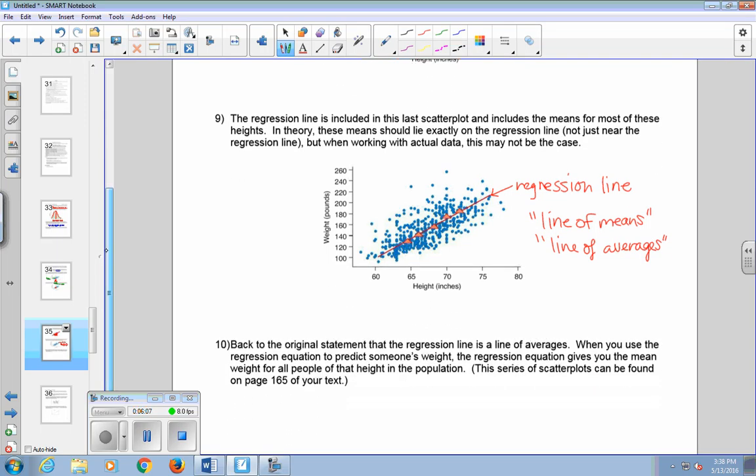All right, so number 10, back to the original statement that the regression line is a line of averages. When you use the regression equation to predict someone's weight, the regression equation gives you the mean weight for all people of that height in the population. The series of scatter plots can be found on page 165 of your text.